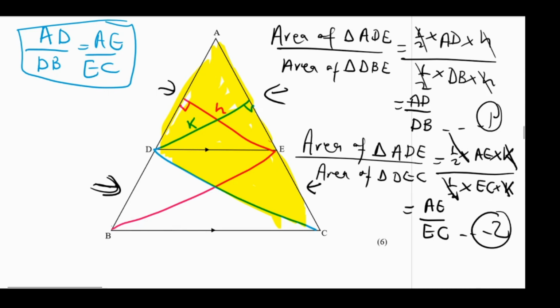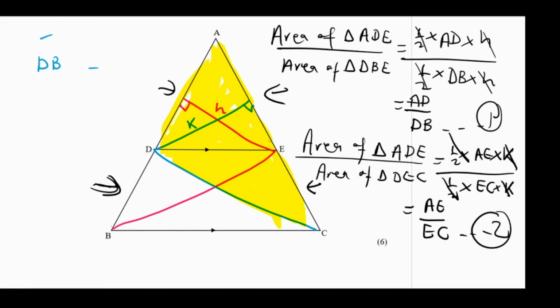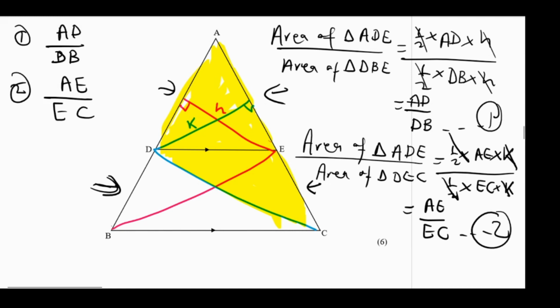So now we are having the following. Let me just write it nicely on the other side. We are having the following now, which I labeled as equation 1: AD over DB. Equation 2: we are having AE over EC. So these two must be equal. So something must happen for these two to be equal. Let me first erase here.